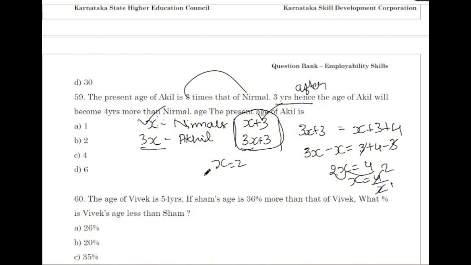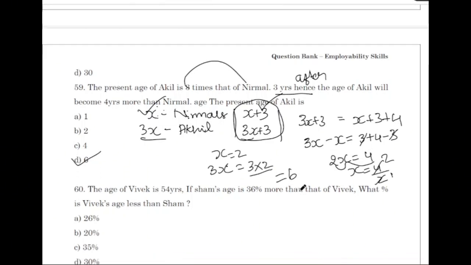But we require this to find the answer. So 3x is Akhil's age. So after 3 years, 3x is equal to 3 into 2. He will become 6 years old. Okay, 3 into 2 is 6.